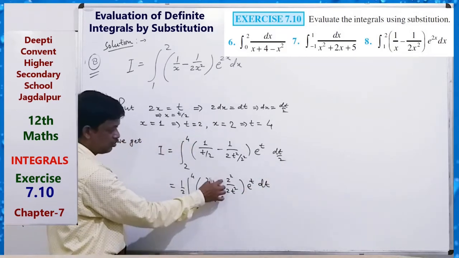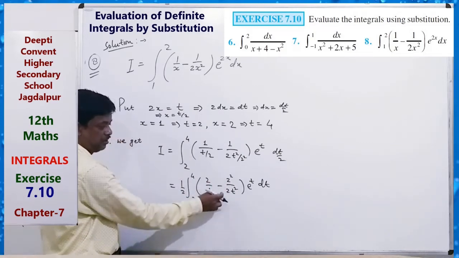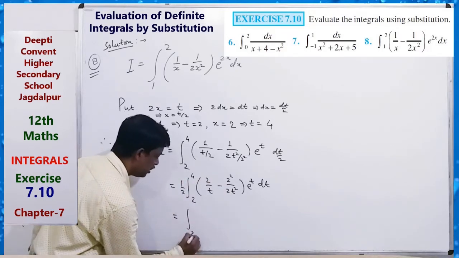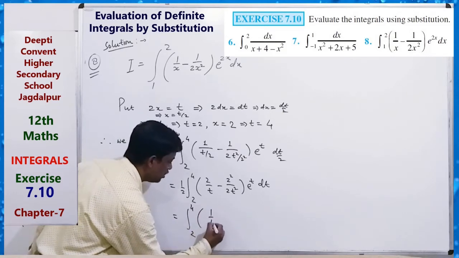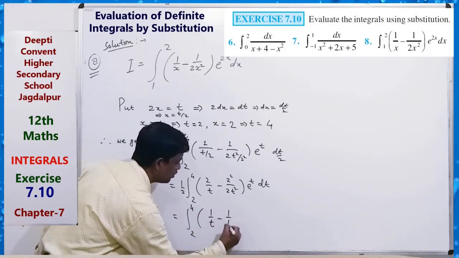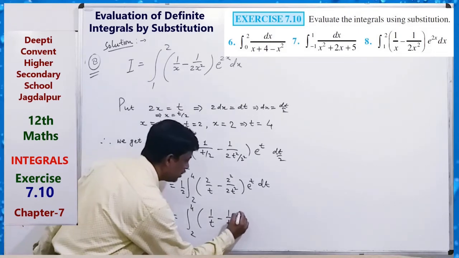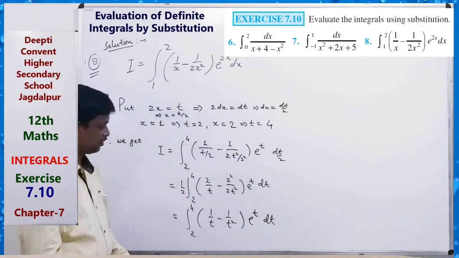Here the 2s cancel, the common 2 cancels, so we are getting like this: 2 to 4, 1 upon t minus 1 upon t square, minus 1 upon t square e to the power t dt. Okay, we are getting this.